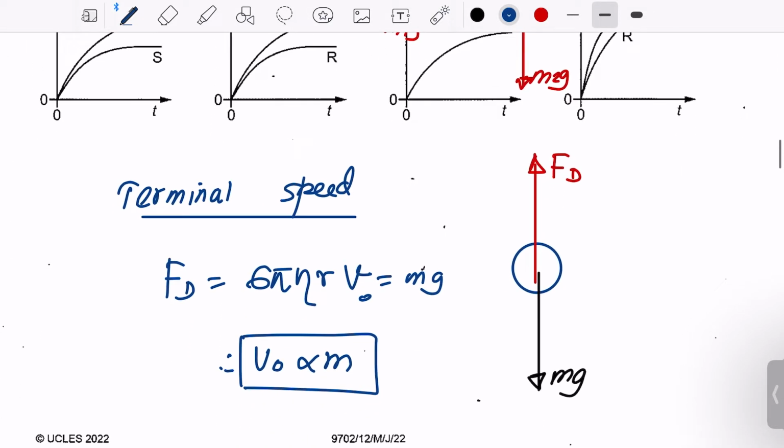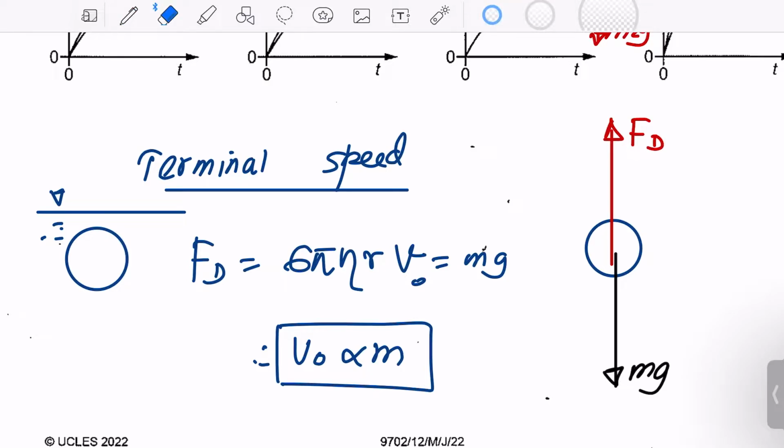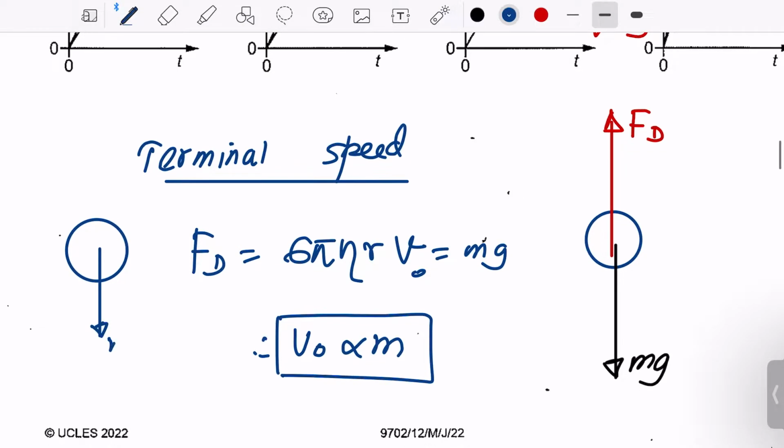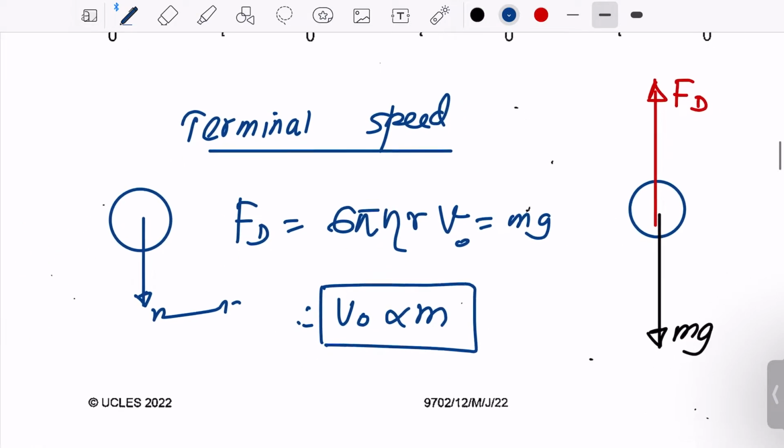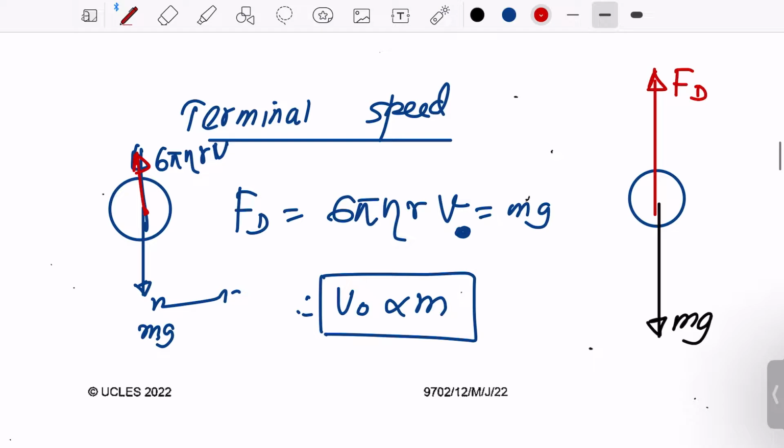Question number 9, let's think about a spherical object moving inside the liquid. Let's forget about the fluid; let's think it's falling under gravity. So the mg force is there, and the friction force on a solid spherical object is 6 pi eta radius times speed. At terminal speed these two forces will cancel out. So I write this equation.